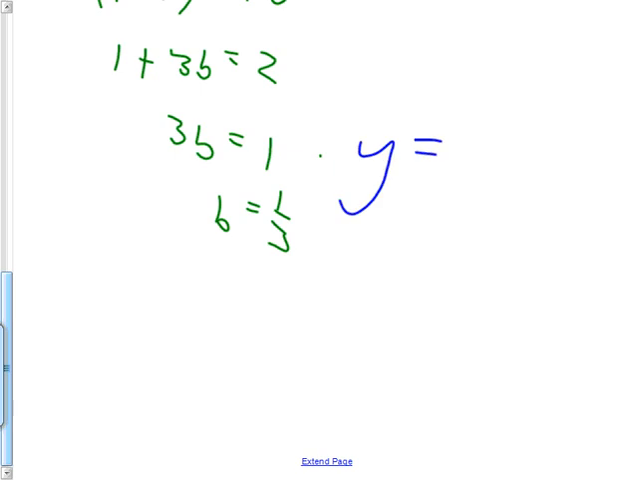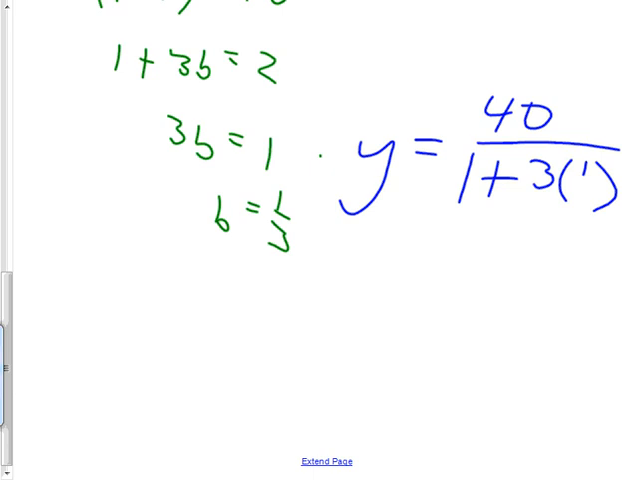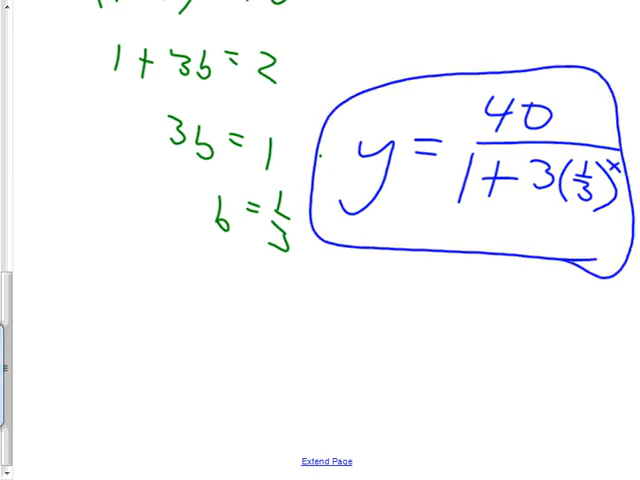Y equals 40 over 1 plus, A was 3, right? And then I'm going to put a 3 there. So 3 times b, which is 1/3, to the x. There it is. Okay. Now you just have to study tonight and take a big old test. That's all I have for today.